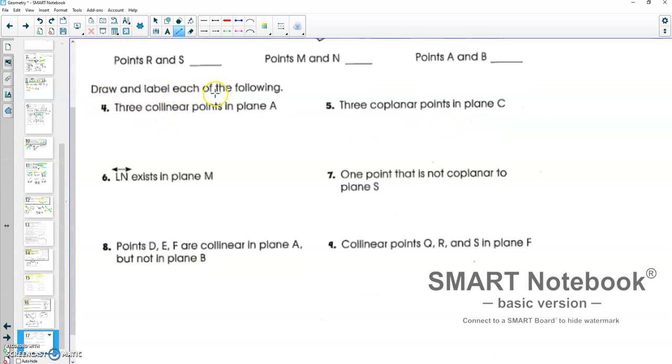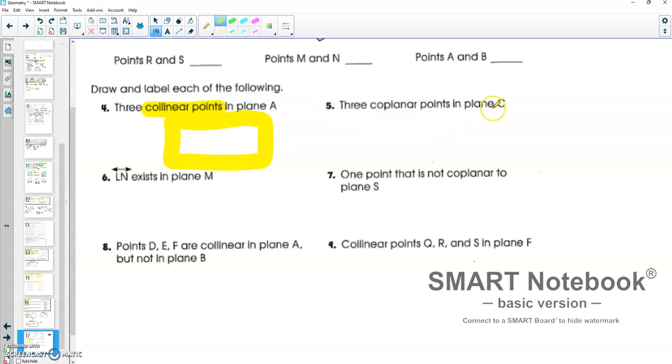Next one says, draw and label each of the following. 3 collinear points on a plane A. Collinear. If you don't remember what that means, check your notes. Collinear. Co, together, line. Collinear points. So if you drew a plane, what happens if I draw 3 points that are on the same line? Okay? Pop, pop, pop.